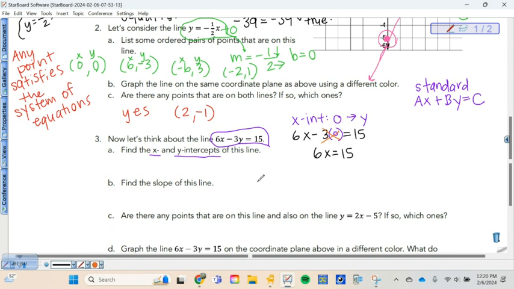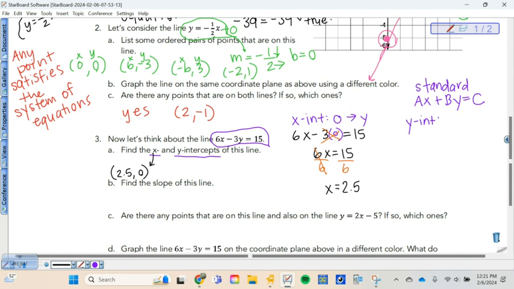How do I go about solving that? Divide by what? Good. Divide both sides by 6. Those 6's cancel out. And then let's use your calculator. What's 15 divided by 6? Good, 2.5. So that is my x-intercept. It's at 2.5, 0. And then we're doing just the opposite for our y-intercept.